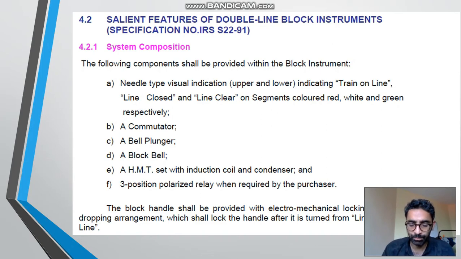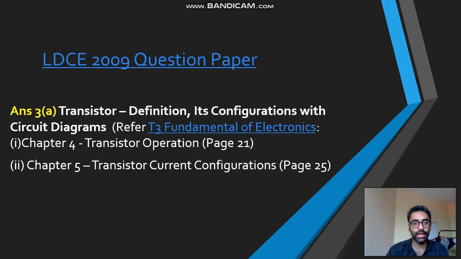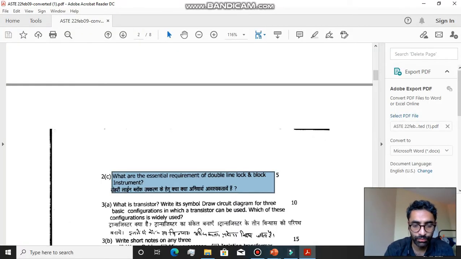Okay, so I hope this is clear and you all have noted down or taken a screenshot of the answer of this particular question, the essential requirements for a double line lock and block instrument. Let's move ahead and go to question number 3A, right? So let's again open the question paper and see the question first.